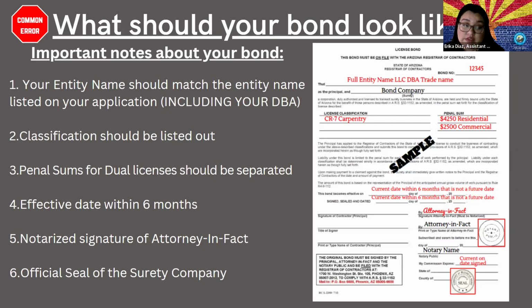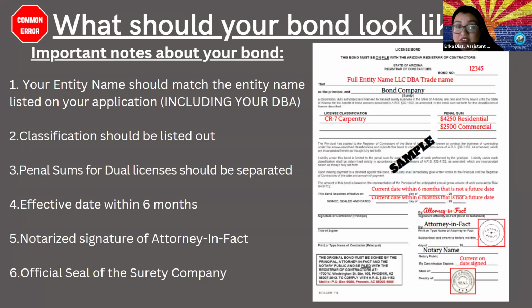And same thing with the official seal of the surety company. They will have their own separate seal. Again, a lot of bond companies are doing it digitally now, and that's okay as well. But it is required from the bond company to seal that bond page. So we'll have the two seals on it, the signatures, and making sure that all those items are listed properly on that bond to avoid any delays in your application process.